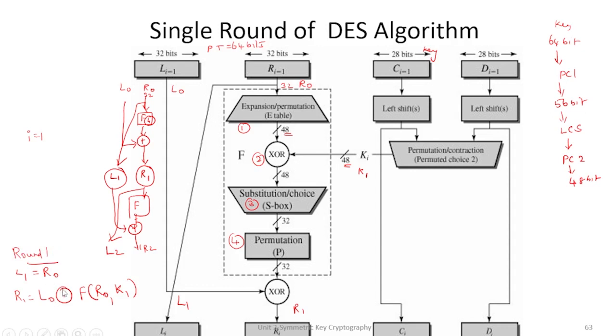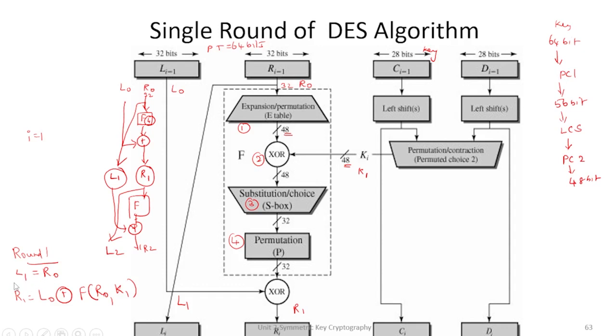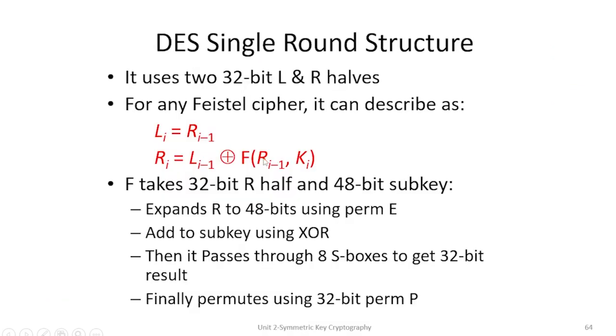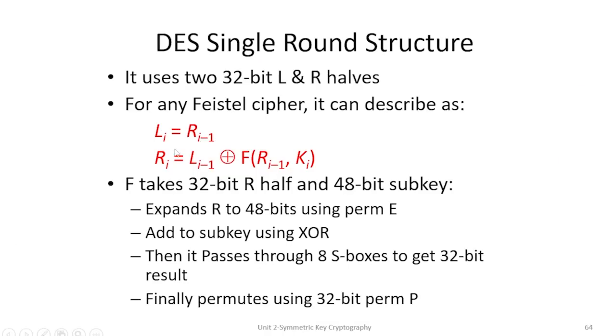The same thing is used for all 16 rounds also. So we can generally write, i means that particular round. So Li is equal to Ri minus 1. If it is 1, you retrieve from 0. So I write it in a generalized form: Li equals Ri minus 1, and Ri equals Li minus 1 XOR round function of Ri minus 1 comma Ki. So from this diagram, we can write the encryption process.